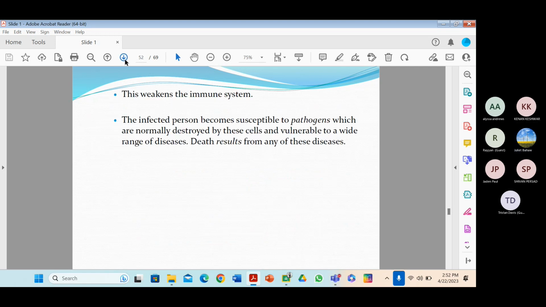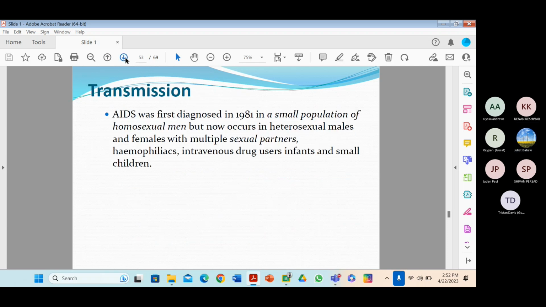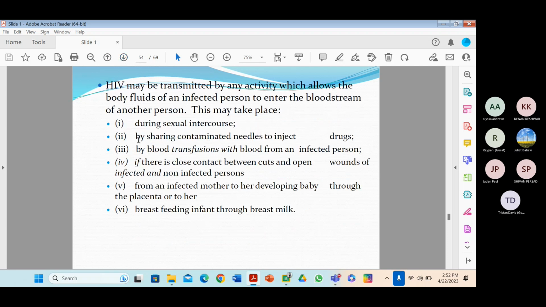All right. Now, here are some other ways. If there's close contact between cuts and open wounds of an infected and a non-infected person. So let's say someone had an open cut and you were sitting in the bus next to them. And let's say the bus driver slams hard on the brakes and you both crash together, and those two cuts, the cut and your open wound, touch or come close. That's another way.